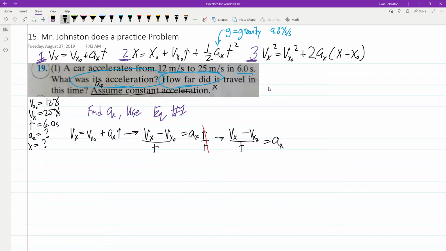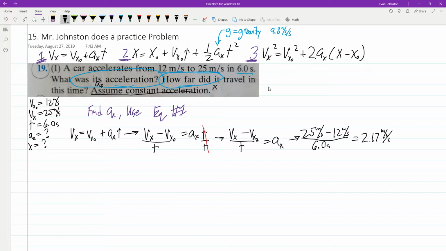So now I can plug in the numbers. 25 meters per second minus 12 meters per second. Well, 25 minus 12 is 13. It took 6 seconds. That gives me, if I do 13 divided by 6, well, now I have 2.17, and the units are going to be meters per second up top divided by seconds. So meters per second divided by seconds.